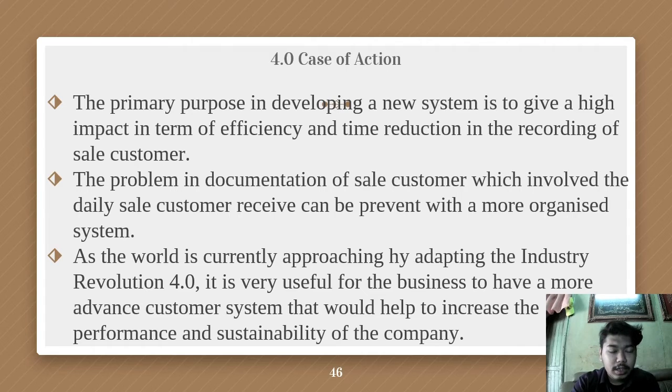4.0 Case of action. The primary purpose in developing a new system is to give a high impact in terms of efficiency and time reduction in the recording of sales customers. The problem of documentation of the sales customers, which involves a daily sales customer receipt, can be prevented with a more organized system. As the world is currently adapting to the Industry Revolution 4.0, it's very useful for the business to have a more advanced customer system that will help to increase the performance and sustainability of the company.